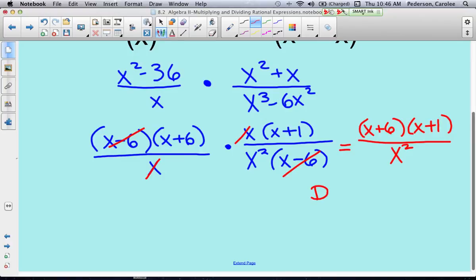So the domain restriction is, what can x not be? So we're trying to think of when the denominator would equal 0. What makes it undefined? Well, if I put a 0 in there or in here, it makes it undefined. So x cannot be 0. The other piece is if I substitute a 6 into there, it would also make that undefined. So x cannot be 0 or 6 in this problem.